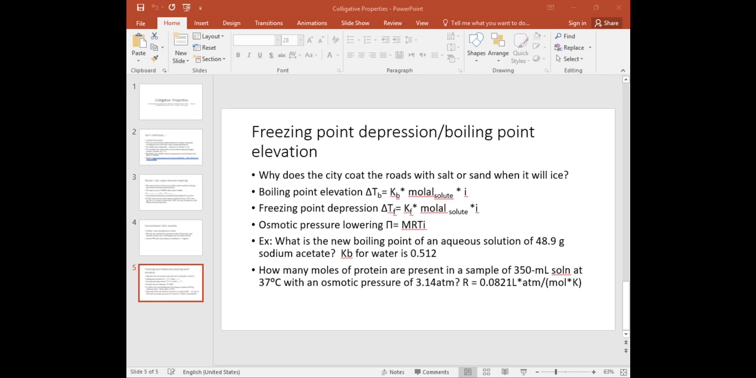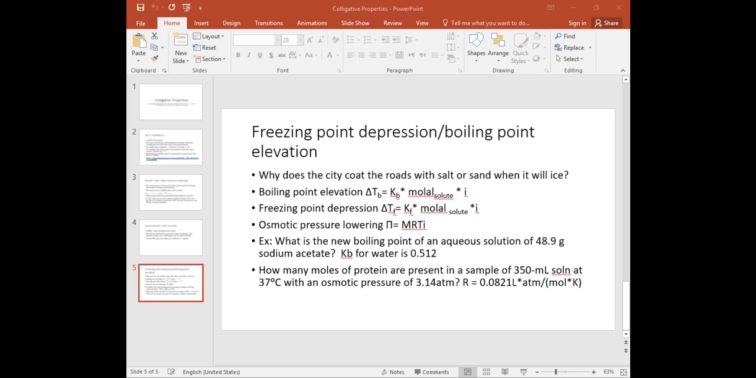Okay, so our leading question is why does the city coat the roads with salt when it will ice? The reason they coat it with salt, usually table salt, but sometimes other salts, is because it lowers the freezing point. So it has to get even colder for the roads to be icy.